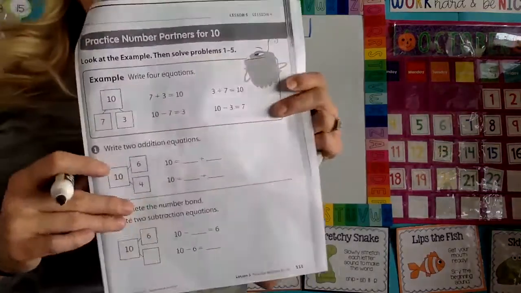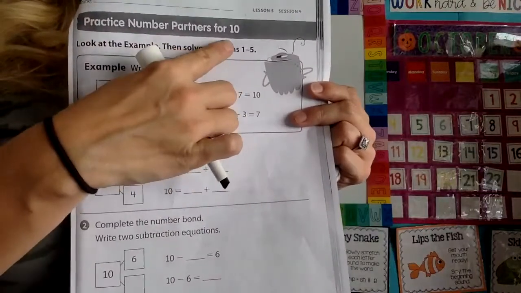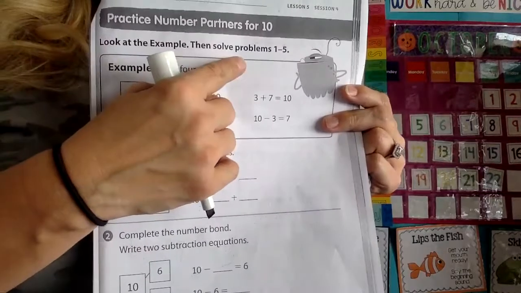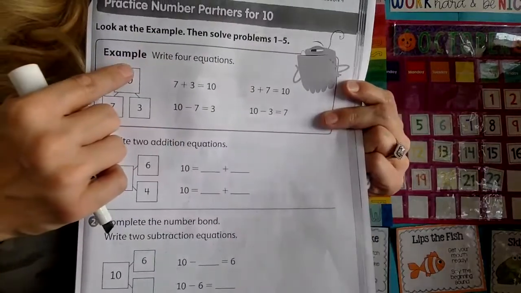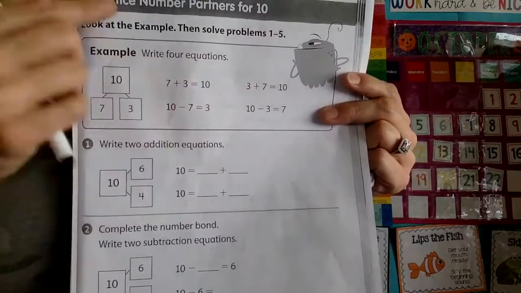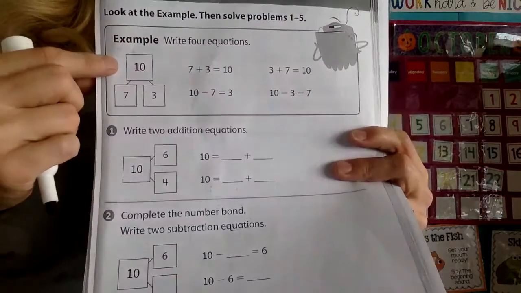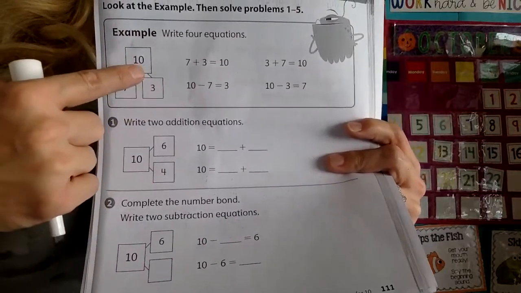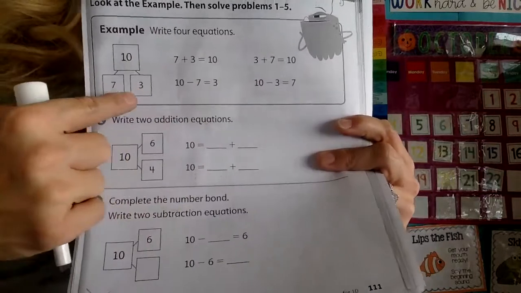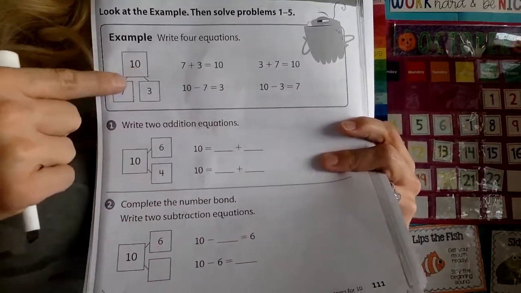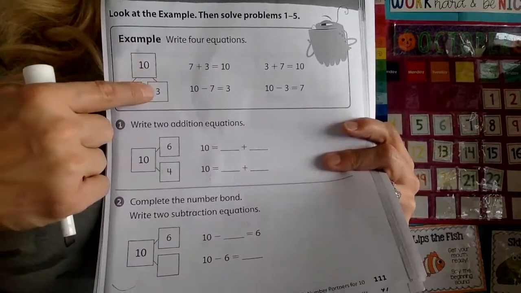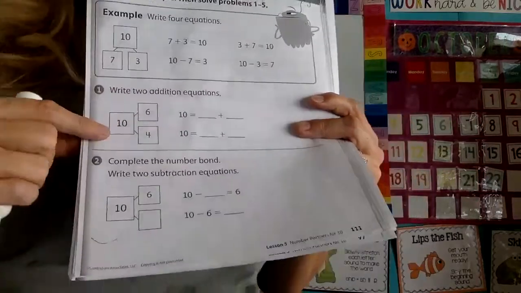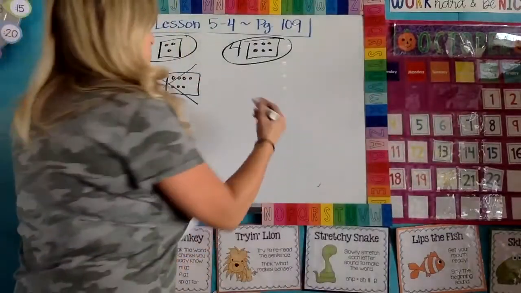Now we're on to the green pages. This is practice, number partners for 10. Look at the example, then solve problems 1 through 5. Example, write 4 equations. And they did it for us. Here's their number bond. 7 plus 3 equals 10. Over here, 3 plus 7 equals 10. 10 minus 7 equals 3. 10 minus 3 equals 7. Write 2 addition equations. Ooh, okay, number 1.